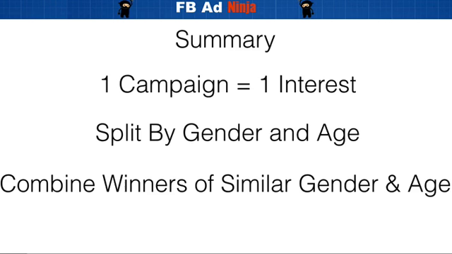So to summarize that, we've got one campaign for one interest. That is the important part. Split by gender and age initially, and then combine winners of a similar gender and age. Really simple, really easy. What we'll do now, we'll pop into the Ads Manager and the Power Editor, and we'll look at the reports and also setting up campaigns and ad groups, etc.